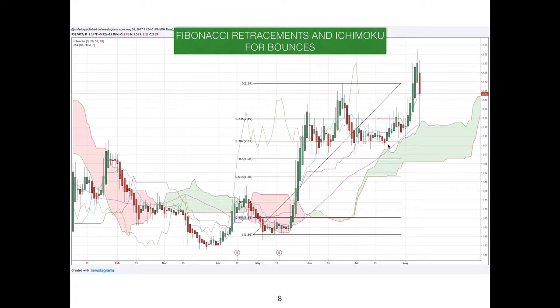But at this point, there was a confluence between SMA 50 and the 38.2% Fibonacci line. This strong support level caused prices to trend up. The kumo at this area is very thick. Therefore, it's a strong support.